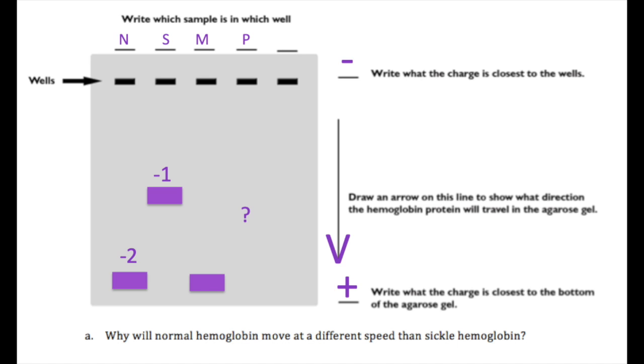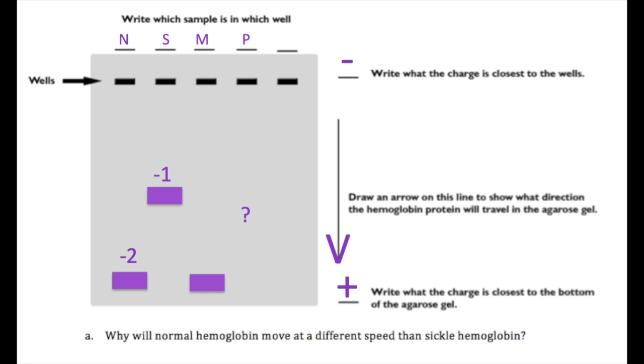As you can see, there's a negative charge closest to the wells, a positive charge at the bottom of the agarose gel, and we're predicting that the protein samples will move away from the negative charge towards the positive charge. This is because, as we determined in a previous lesson, the normal and sickle cell hemoglobin proteins carry a negative charge. Normal hemoglobin has a charge of -2, and the sickle cell sample we calculated has a charge of -1.